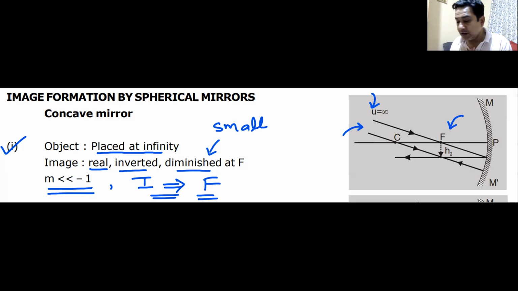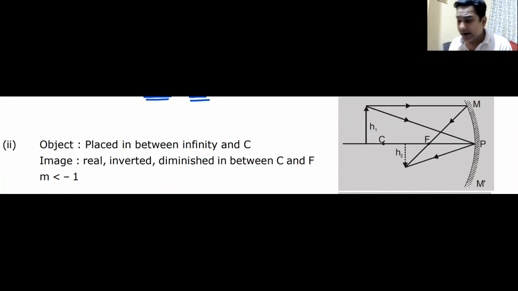I hope you have noted down the first case. The first case is the case where the object is placed at infinity. Now we'll move on to the second case, which I called beyond C, or after C. You can call it the object is placed between infinity and center of curvature. So it is after center of curvature, but it is not very far away.